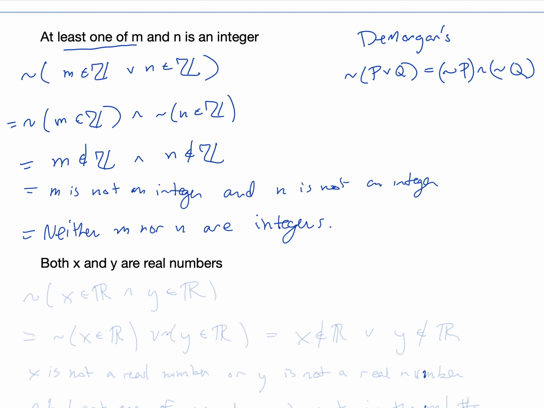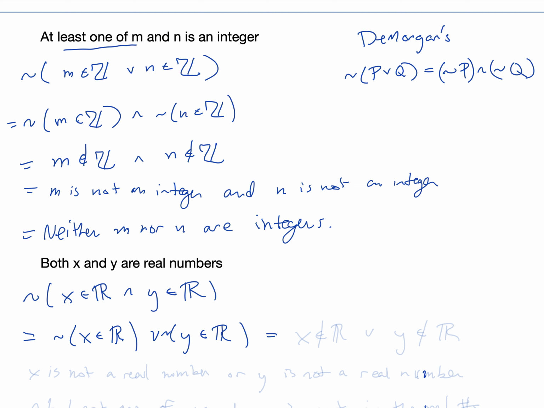Next, we have both x and y are real numbers. So in other words, we want to negate x is in the real numbers and y is in the real numbers. We want to negate that. Again, by De Morgan's laws, that's equivalent to the negation of x is a real number, and then we flip our sign, or y is a real number, and so, or the negation of y is a real number.